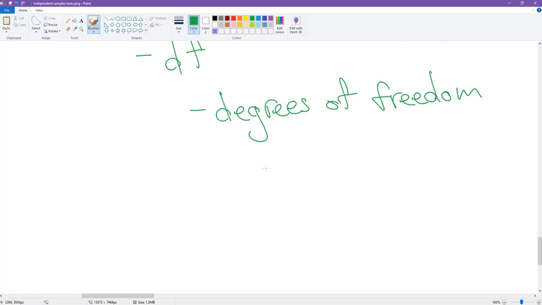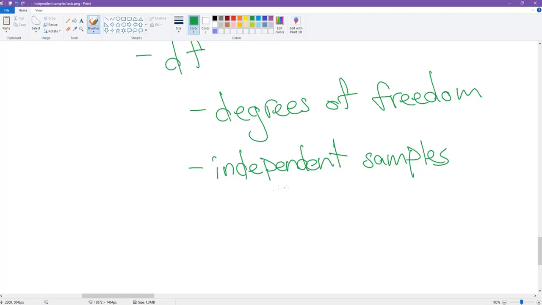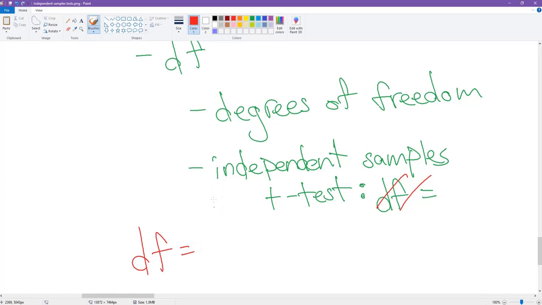Now, here's where you stop, because I'm going to give you the formula for the independent samples t-test specifically. Your degrees of freedom is going to be equal to, actually I'm going to rewrite that because it's long. Your degrees of freedom is going to be equal to the sample size of your first group minus 1 plus the sample size of your second group minus 1.